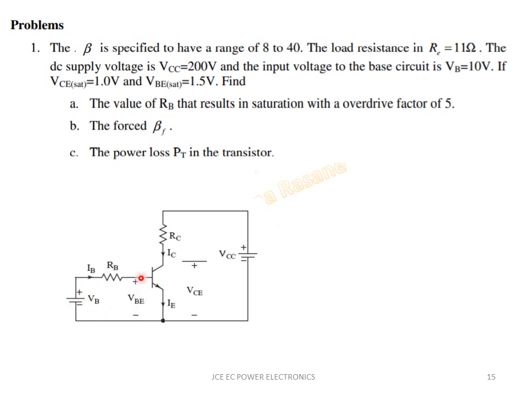If VCE sat in saturation is 1 volt, at that time VBE sat is 1.5 volts. What you are supposed to do is, first, find the value of RB that results in saturation with an overdrive factor of 5. ODF is 5. Second, you have to find the forced beta. And third, you have to find the power loss PT in the transistor.